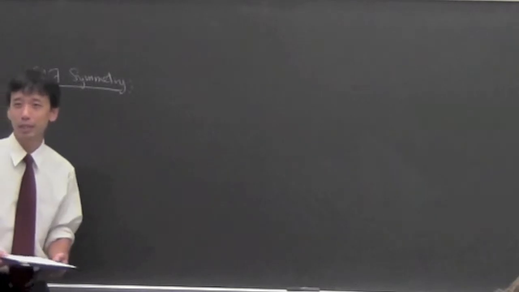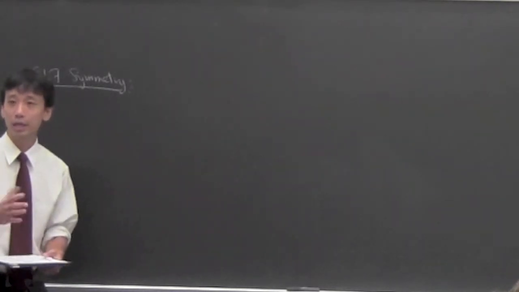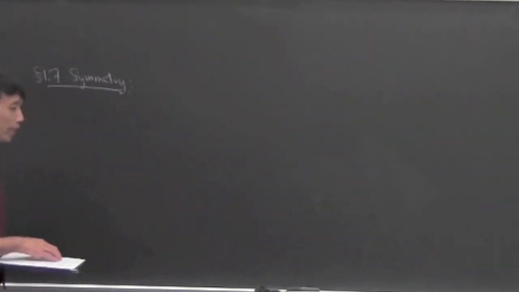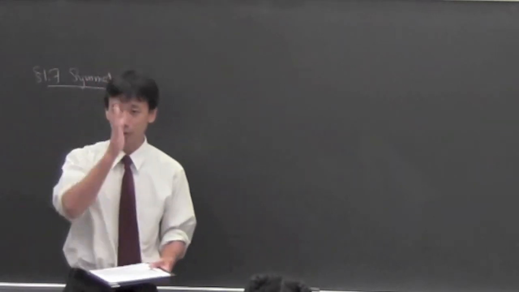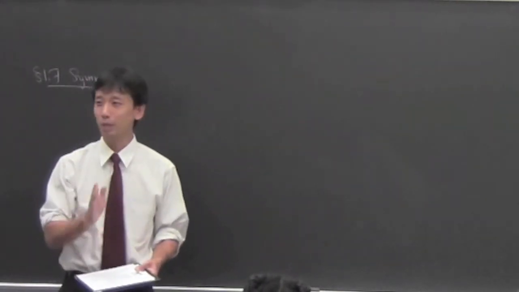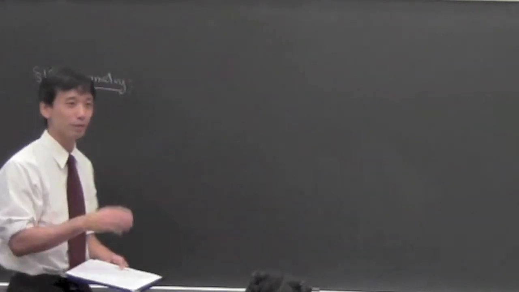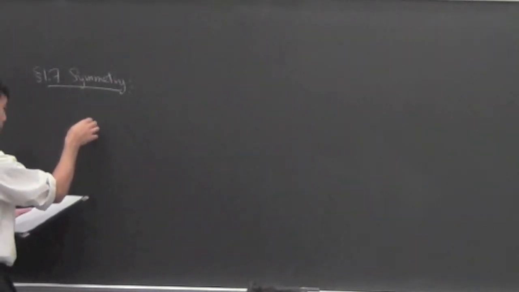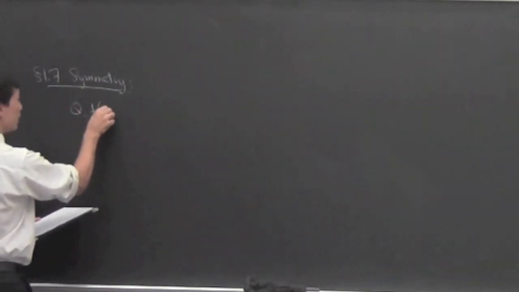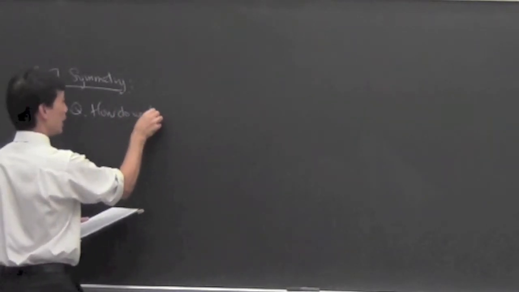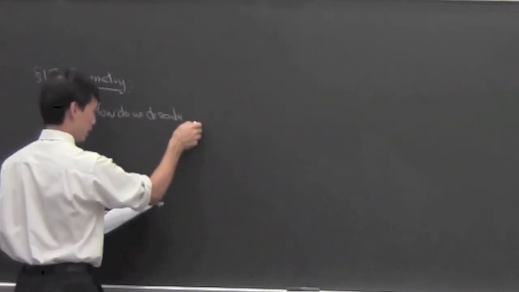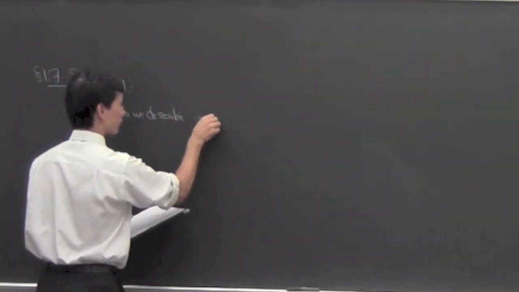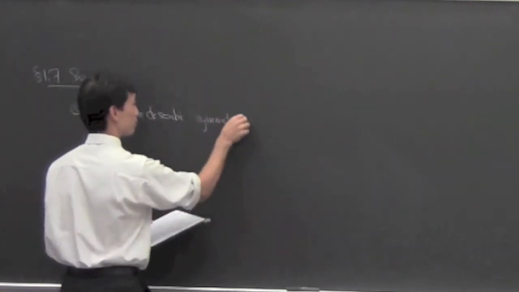Symmetry is something that human beings have some sense of. We feel like people are symmetric, or left-right symmetric, or faces are sort of symmetric. People seem to like things that are symmetric. So the question is, how do we describe symmetry mathematically?